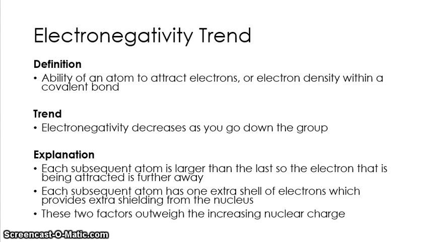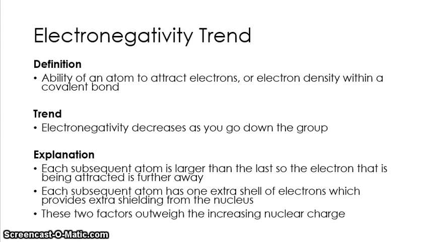And we can explain this using terms that we used when we looked at the first ionization energy trends. So the explanation is that as you go down the group, each subsequent atom is larger than the last. And this means the electron that's been attracted in the covalent bond is then further away from the nucleus. So the attraction is going to be weaker.